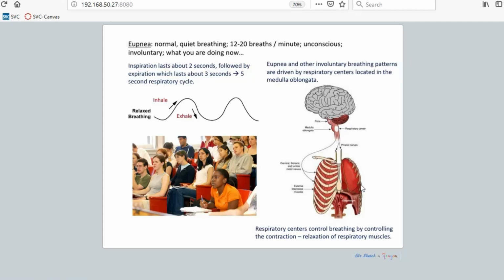Okay, but back to eupnea for now. So eupnea is what we call our normal, quiet breathing. It's unconscious. It's involuntary. We don't think about it. And when eupnea is driving respiratory rate, we breathe at about 12 to 20 breaths per minute. That's our normal unconscious breathing rate. And what happens there is that inspiration lasts about 2 seconds, which is followed by expiration, lasts about 3 seconds. So each breath takes a total of about 5 seconds. And so that gives us about 12 to 20 breaths per minute.